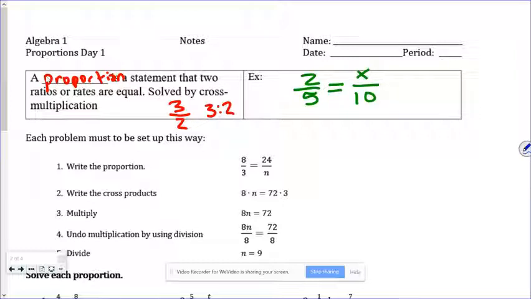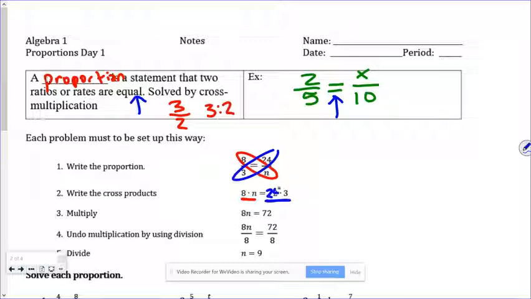So the key part here for this proportion is that there's an equal sign. In this definition, it also tells you that they need to be equal. So you're going to solve this by cross multiplication. If you look at this example here, we have 8 times n. I'm going to circle the diagonals. 8 times n is going to go on one side of the equal sign, and then 3 times 4 is going to go on the other side.